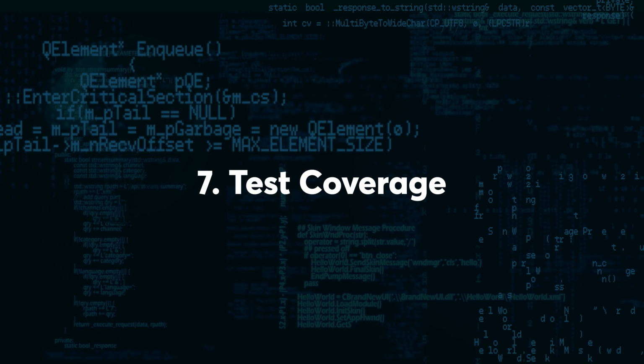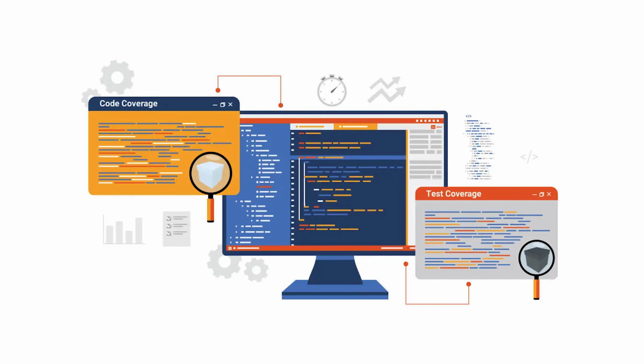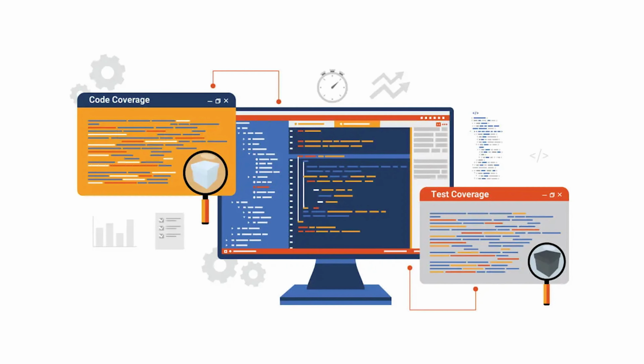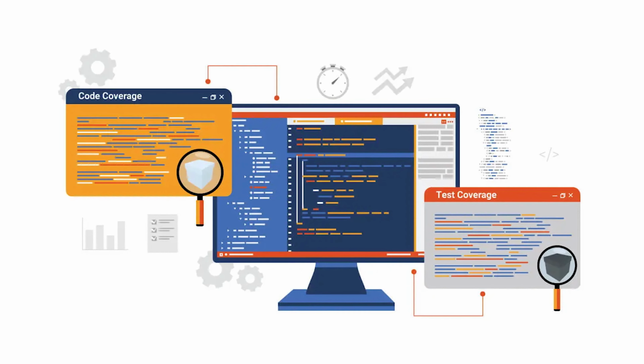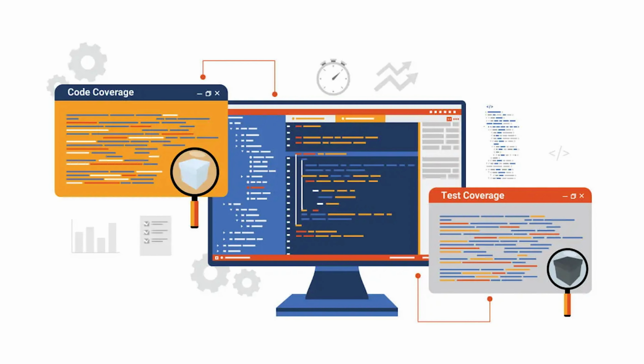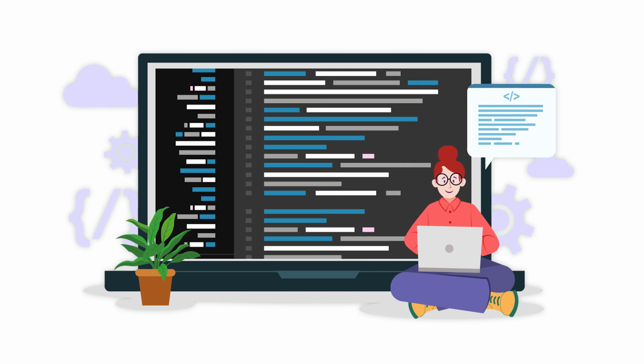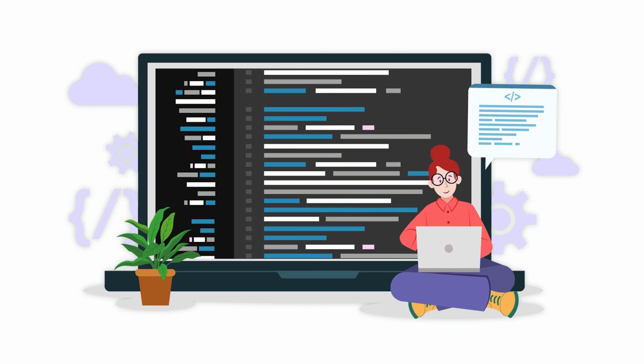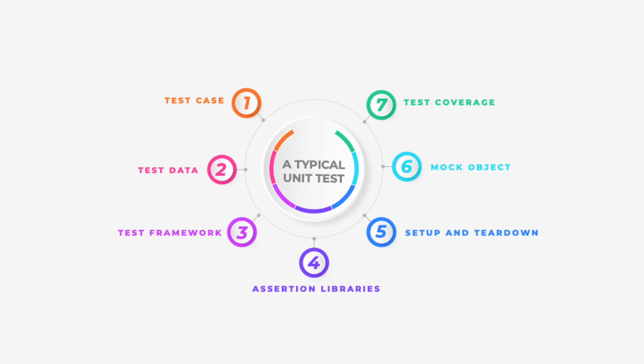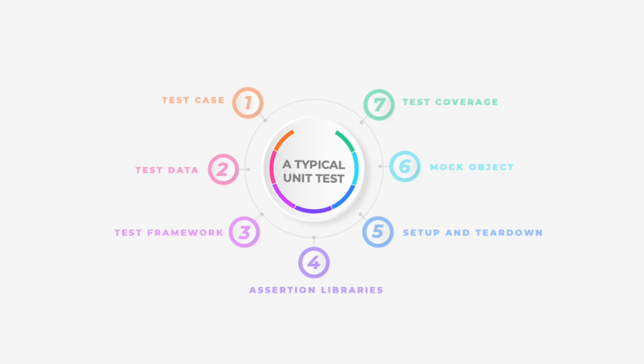7. Test coverage. Effective unit testing aims to cover as much of the code as possible. Test coverage is a metric that measures how much of your code is exercised by your unit tests. Higher test coverage means more confidence in your code's reliability. All these elements work together in a unit test, making sure that individual units or components of your code are thoroughly examined for correctness and functionality.